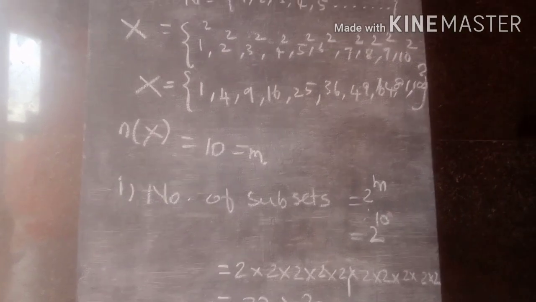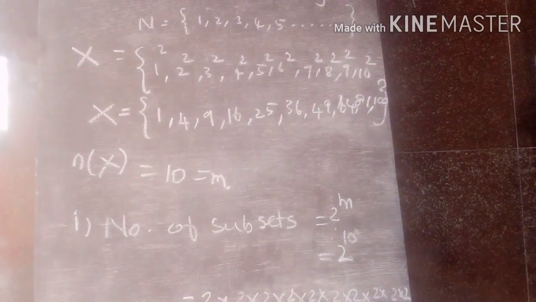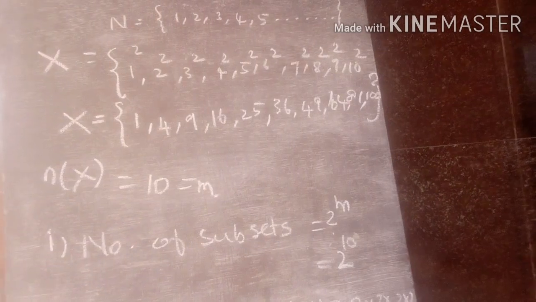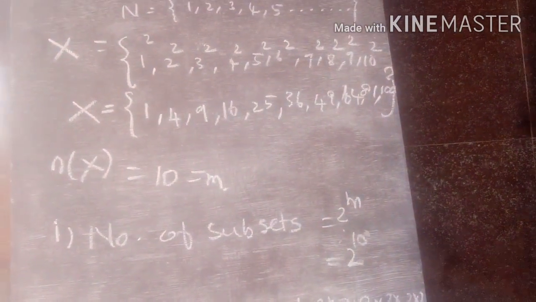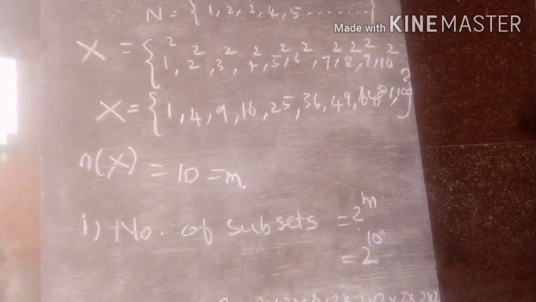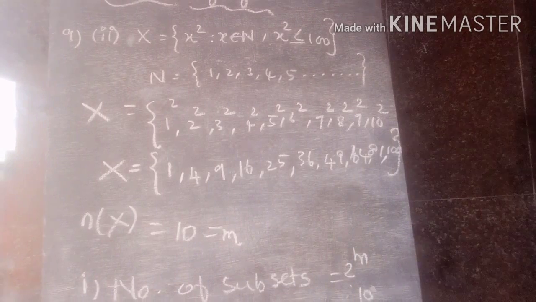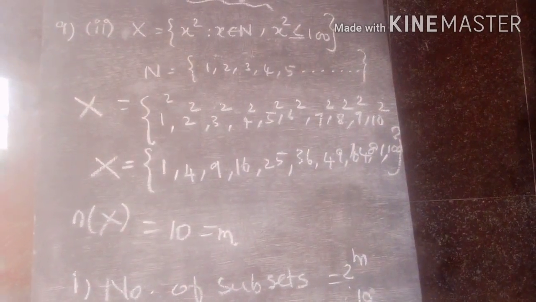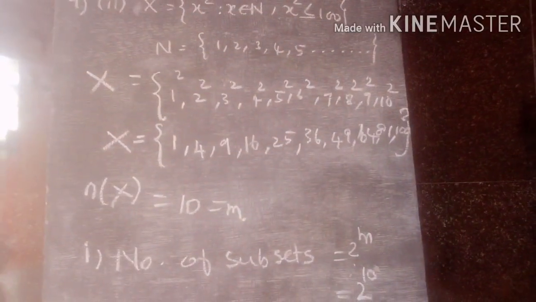Then 1 1s are 1, 2 2s are 4, 3 3s are 9, 4 4s are 16, 5 5s are 25, 6 6s are 36, 7 7s are 49, 8 8s are 64, 9 9s are 81, 10 10s are 100. Here I am stopping because the given set la condition கொடுத்திருக்காங்க. What is it? x squared less than or equal to 100. So you have to stop at 100 itself.